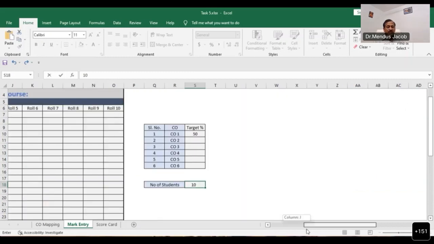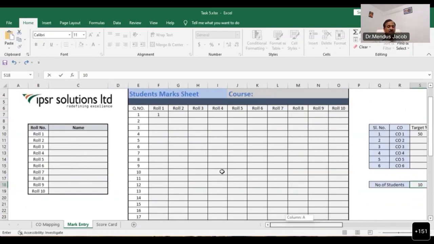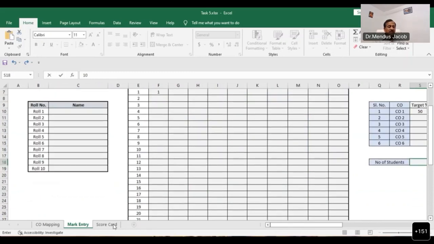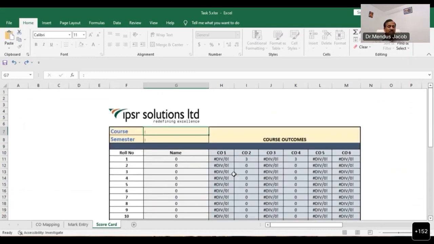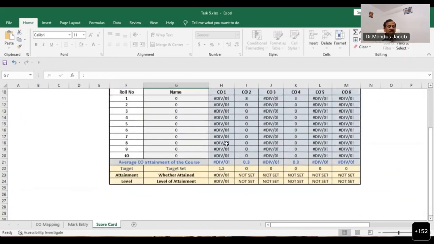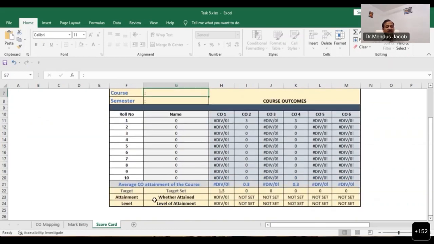And the target also for each CO. If you have 5 COs, you can put the target of each CO. Number of students equals 10, you can put 10 there. Okay. Then after uploading all these values, you will get an attainment calculation here, like what your target is, whether the target is attained, or what is the level of attainment.